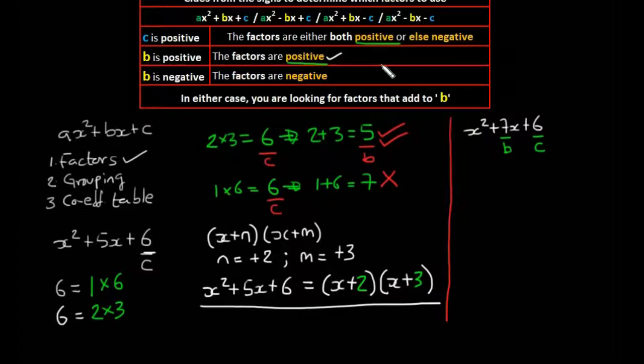6 can be written as a product of 2 and 3 and 1 and 6. But 2 plus 3 equals 5 and 1 plus 6 equals 7. Hence, the factors are 1 and 6.